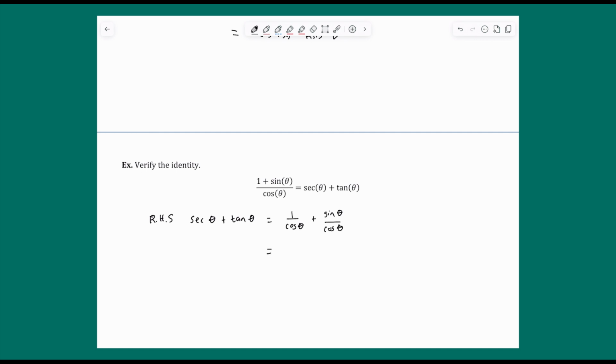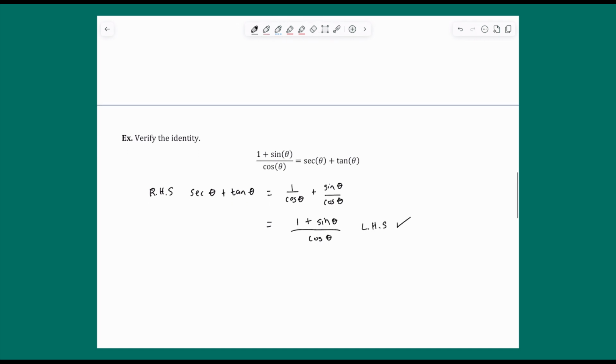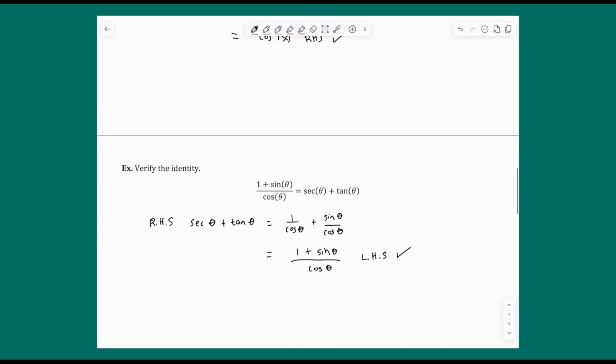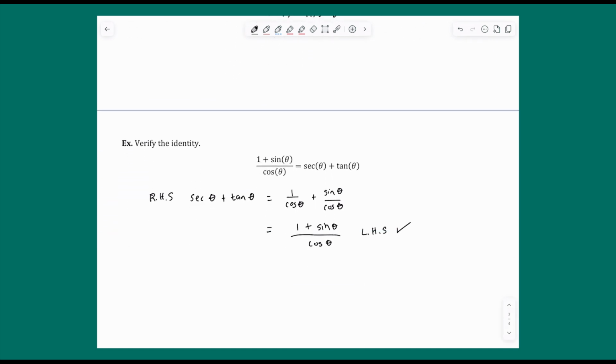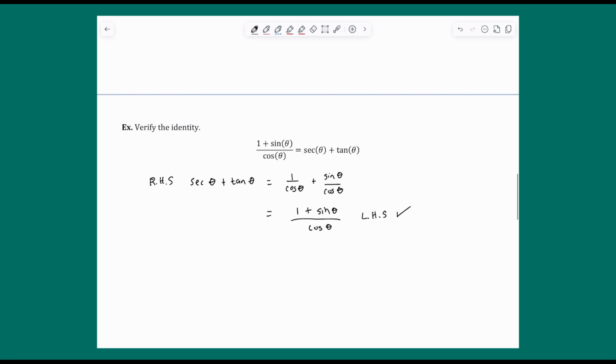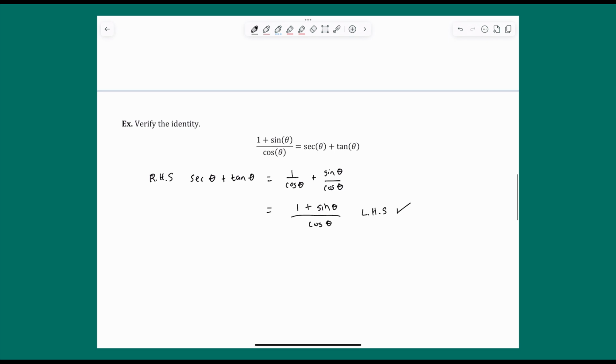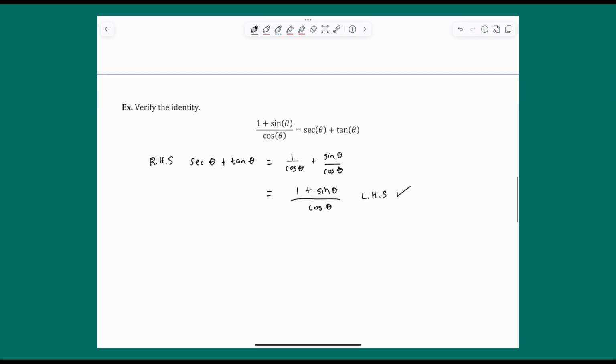All right, now since we have a common denominator, we can combine the numerators to get 1 plus sine of theta all over cosine of theta. And that's exactly the left-hand side. And so we are done there. Likewise, you could have probably split the fraction if you start at the left-hand side and end up exactly with the right-hand side as well, using the reciprocal identity. Just write the argument backwards.